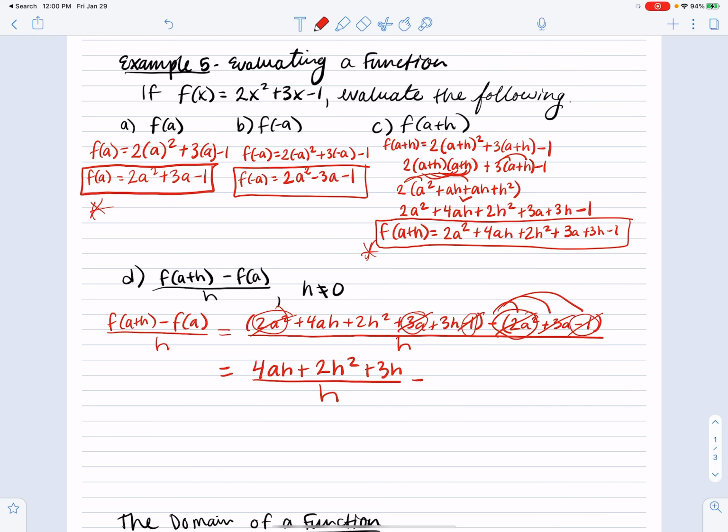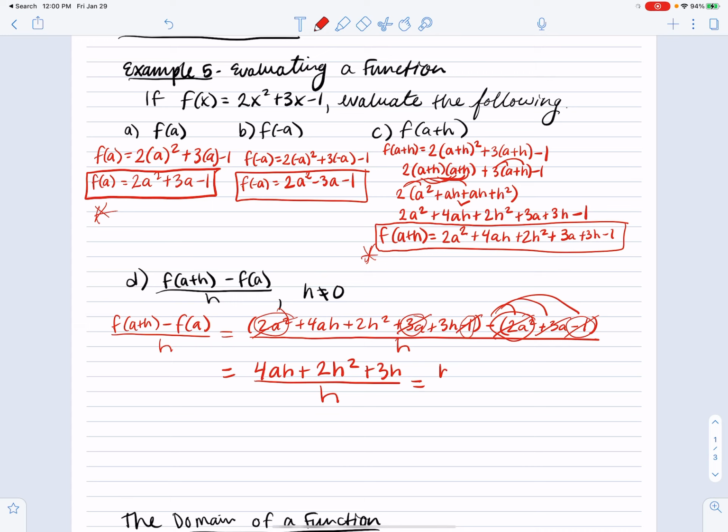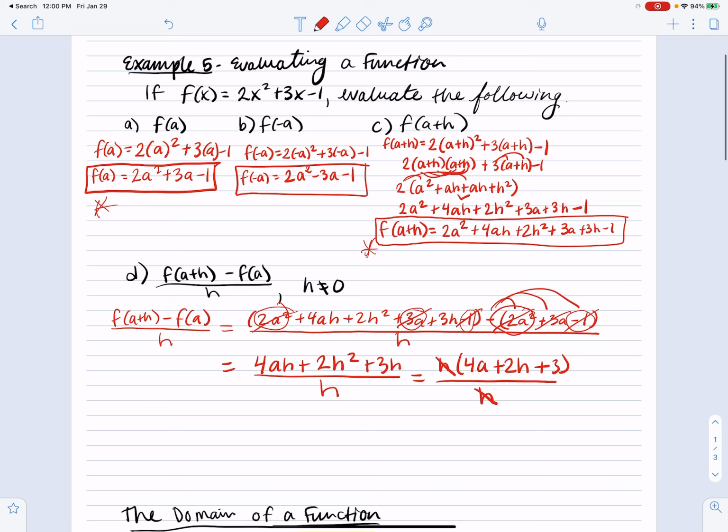Okay, but we can simplify this. So some of you guys got some points off on your test. I can take an h out of the top. And then if there's an h on the bottom, those can cancel. Okay, so f of a plus h minus f of a over h equals 4a plus 2h plus 3. And we already said that h cannot equal 0.